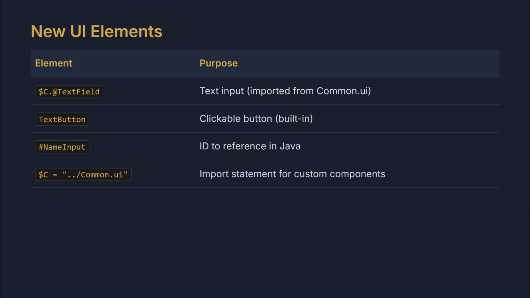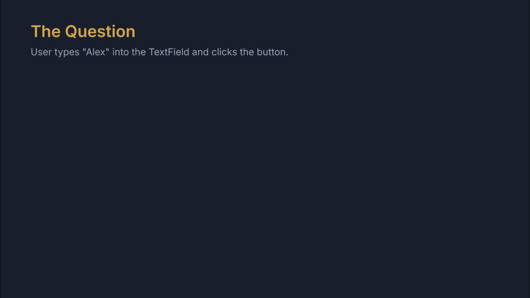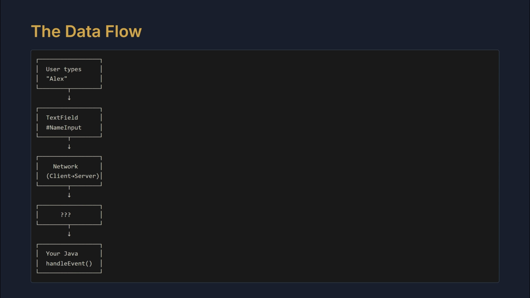Now, one big question arises. If a user types, for example, Alex into the text field and clicks the button, how does Alex get to your Java code? The data flow is: the user types Alex, it goes to the text field name input, somehow the data travels through the network, some magic happens, and hopefully we have a handle event method where we can access the data. So what exactly happens in those question mark boxes?